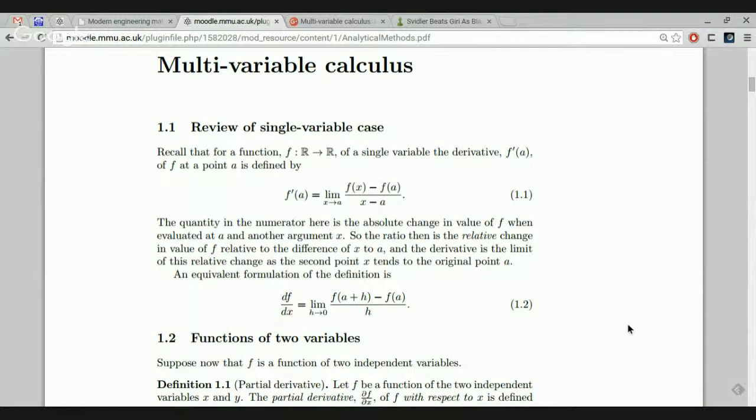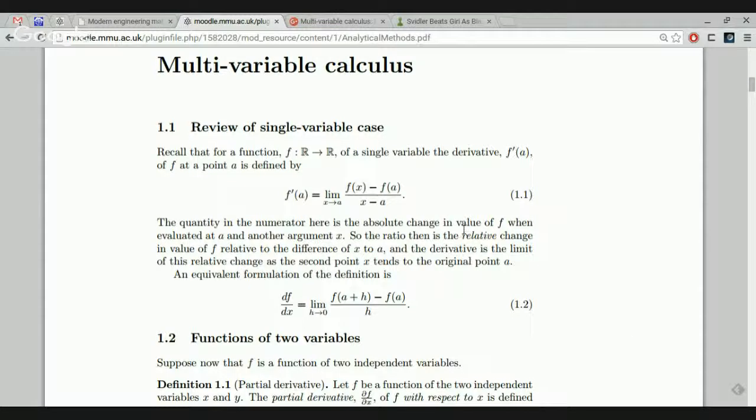So we'll start with a reminder, or recalling, what the definition of the derivative of a function of a single variable was. This is what we spent a lot of time with last year in Maths Fundamentals. So that's in this first section here.